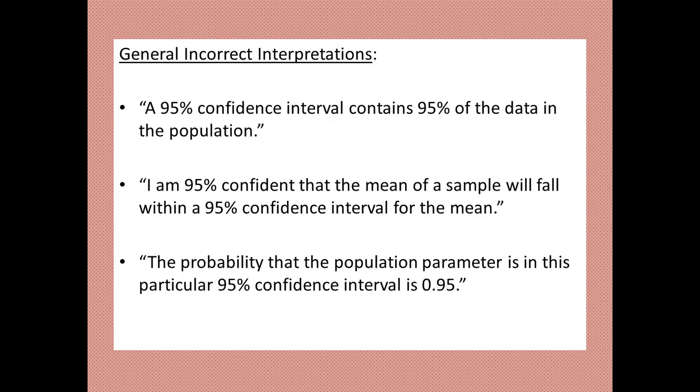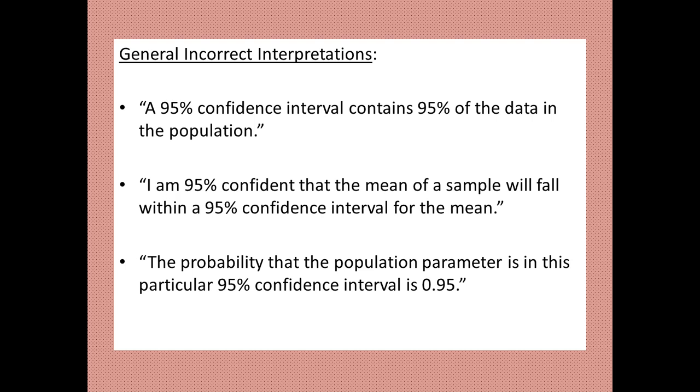Here are some interpretations that don't work. The first one, the 95% confidence interval contains 95% of the data in the population. What's wrong with that? Well, it relates to individual values rather than a summary value, where a summary value would be a statistic that you would compute based on all of the individuals, like a proportion or a mean. This has to do with individual values, and that's not what a confidence interval is for.